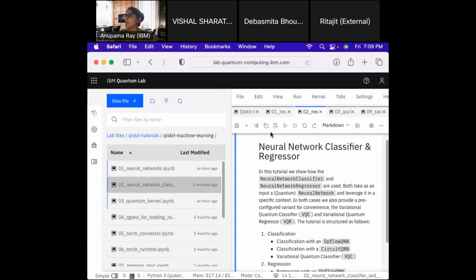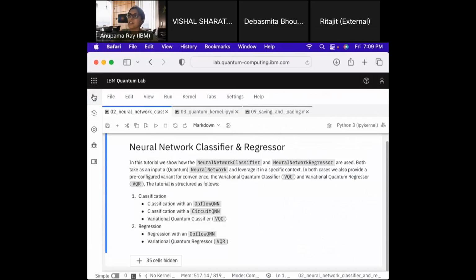And today we are not going to cover a lot of algorithms, although I thought of covering the first one, the neural networks. Since we have covered variational quantum algorithm, classifier, and QSBM, I will try to cover these two notebooks for today. There are different ways that you can use this neural network classifier and neural network regressor, or you can implement VQC. We are going to look at VQC using opflow QNN and VQC using circuit QNN. And what are each of these? We are going to talk about all of that.